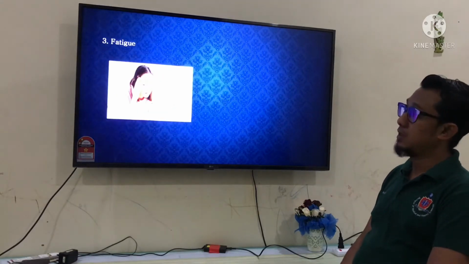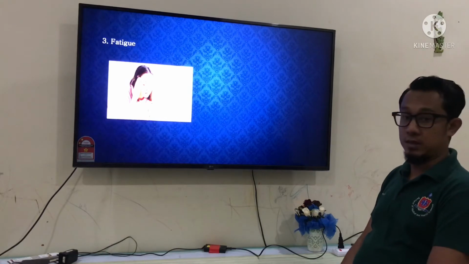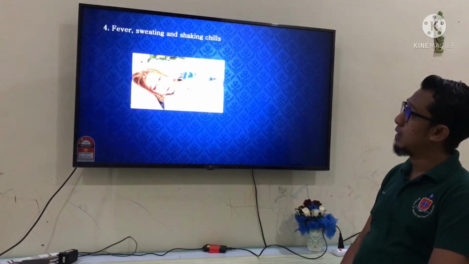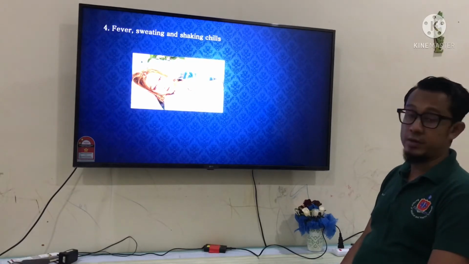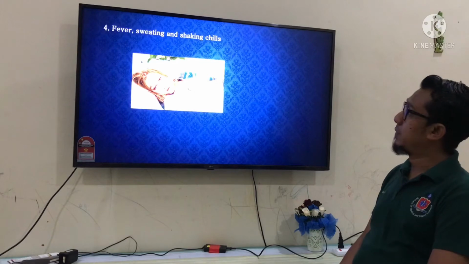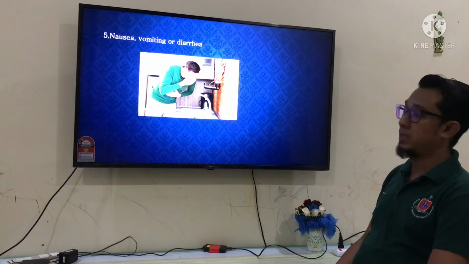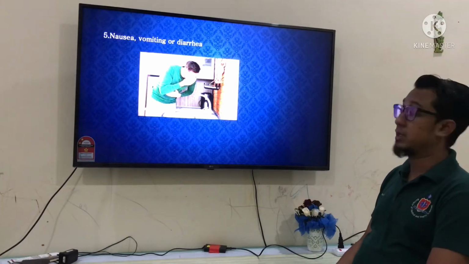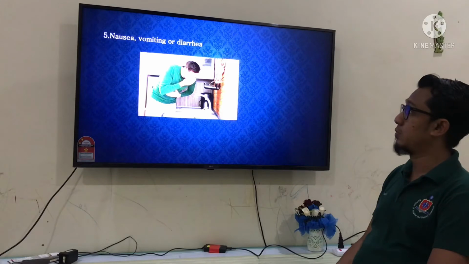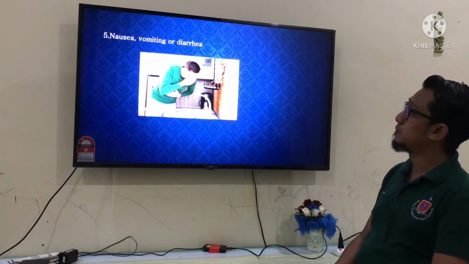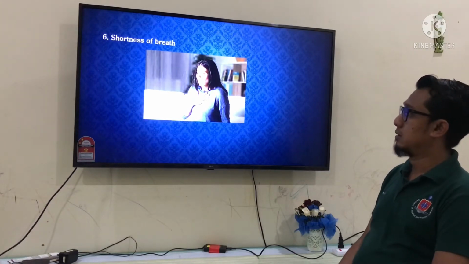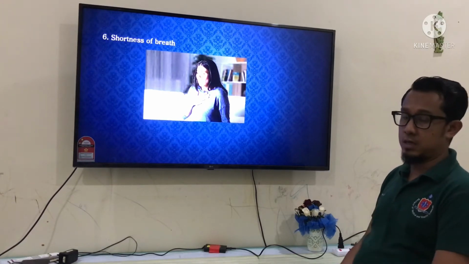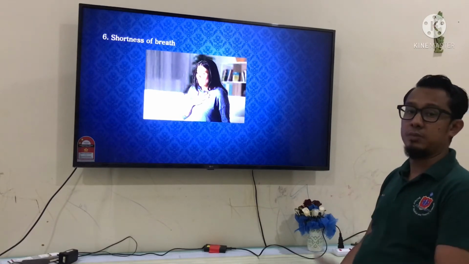Yang ketiga, fatigue, rasa keletihan. Yang keempat, fever, sweating and shaking chills. Ada demam, ada infection, ada berpeluh dan rasa seram sejuk. Yang kelima, nausea, vomiting dan diarrhea. Bila ada infection, ada diarrhea. Boleh jadi diarrhea untuk patient pneumonia dan rasa muntah dengan loya. Yang keenam ialah sesak nafas, shortness of breath. Bila paru-paru kita penuh dengan pus, kita rasa susah nak bernafas.